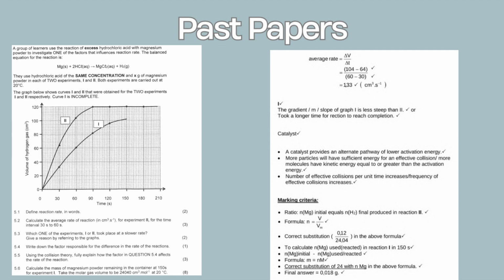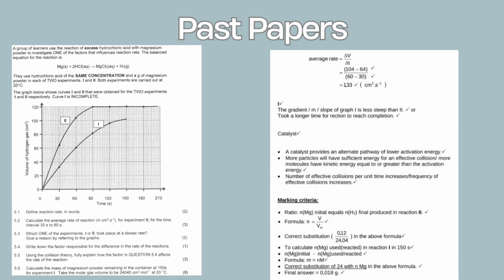Once reading that, I would write down the factors that influence the reaction rate, which we've done in the previous videos. They use hydrochloric acid of the same concentration and X grams of magnesium powder in each of two experiments, 1 and 2. Both experiments are carried out at 20 degrees Celsius. We know that the concentration is the same and the temperature is the same. The graphs are shown below. However, curve 1 is incomplete, so the bottom one is incomplete.